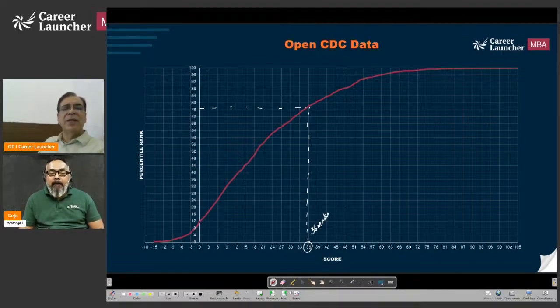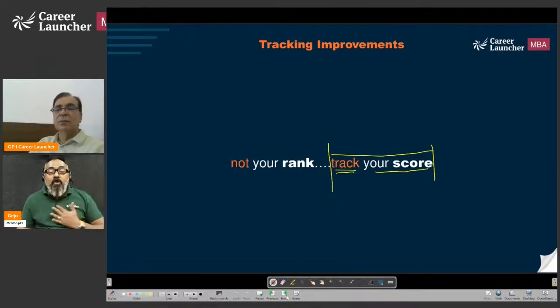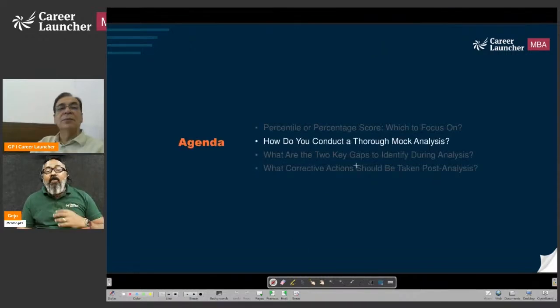And as Gejo rightly said, भैया number देखो, marks देखो, focus on the score. स्कोर इंप्रूवमेंट होगा तो परसेंटाइल इंप्रूवमेंट होगा. Eventually score is in our control, like GP sir said. अब स्कोर कैसे इंप्रूव करेंगे, which is starting with thorough mock analysis, right?